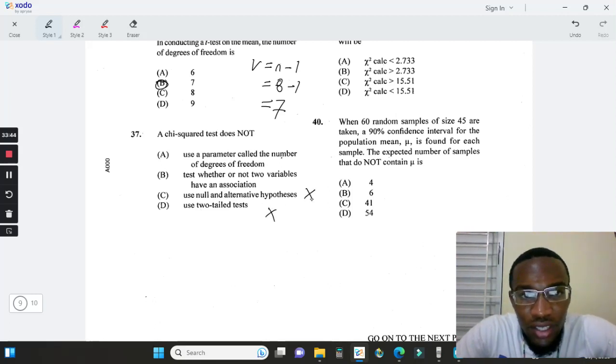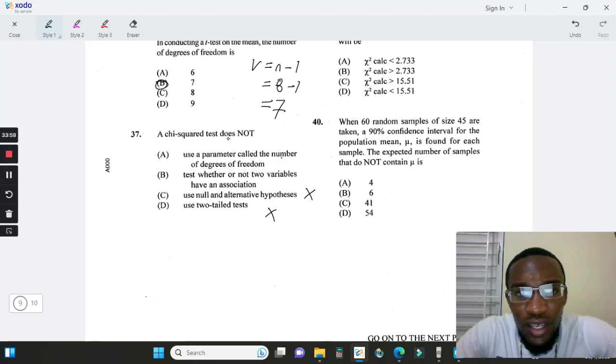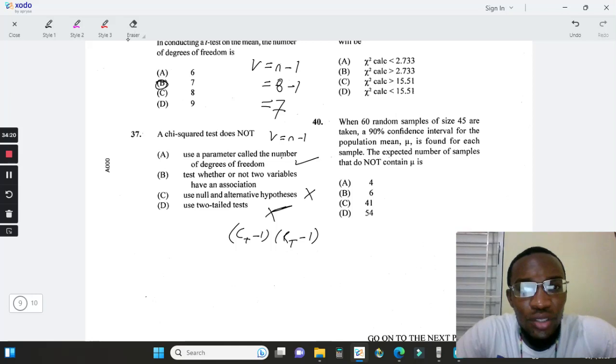Use null and alternate, that's wrong. Test whether or not two variables have an association. Use a parameter called the number of degrees of freedom. Of course, with the chi-square, we do have degrees of freedom. Degrees of freedom is n minus 1, or it's equal to column total minus 1 times row total minus 1. So it does use degrees of freedom.